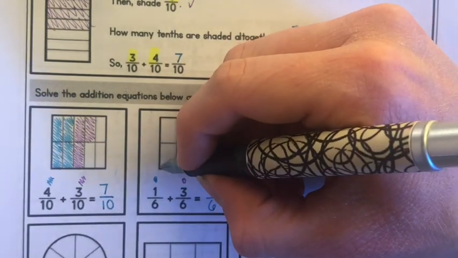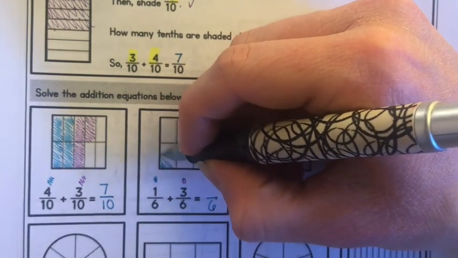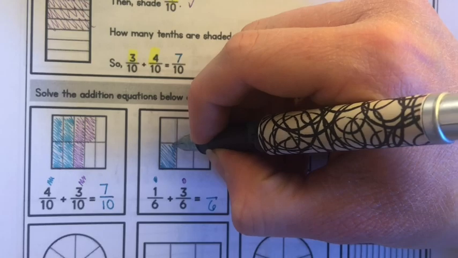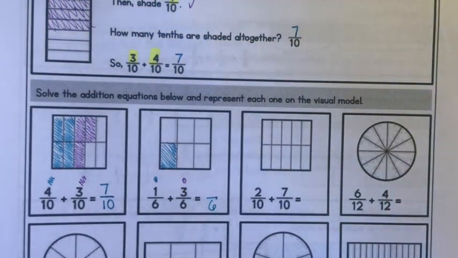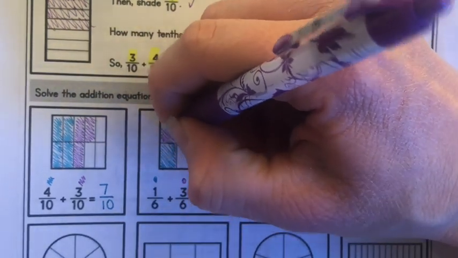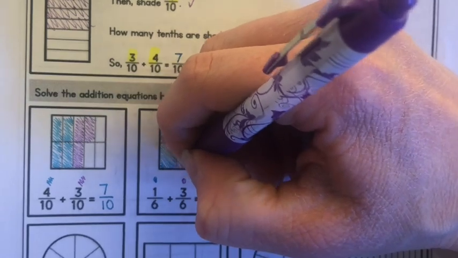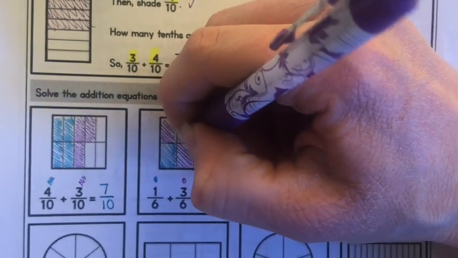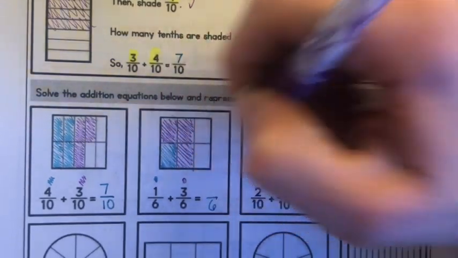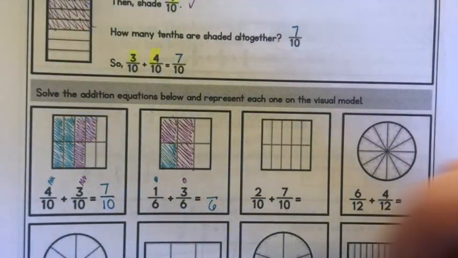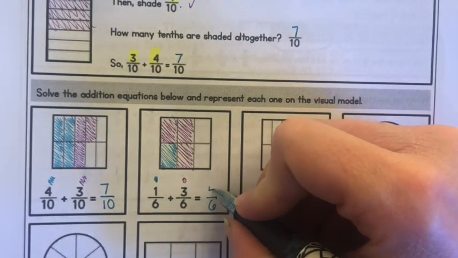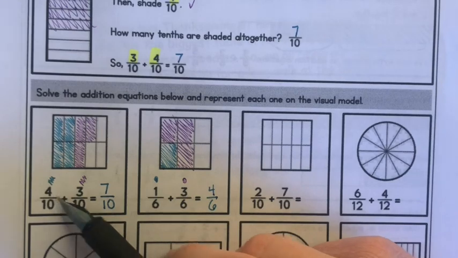I'm just using my shading here. So I have 1/6 plus 3/6. 1, 2, 3 equals 4/6. So 1 plus 3 is 4. So you can always just add these 2 numbers.